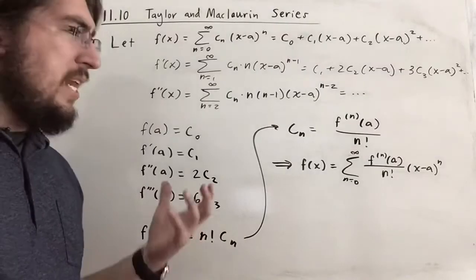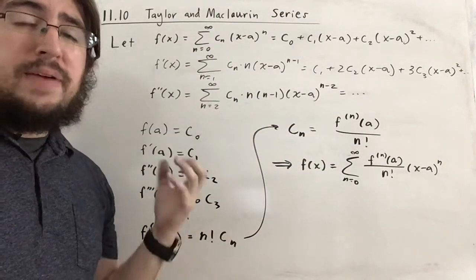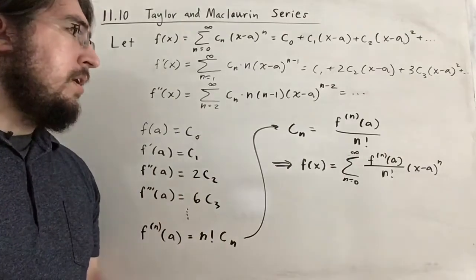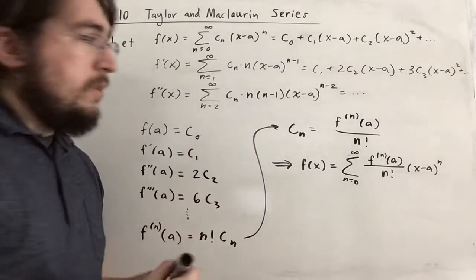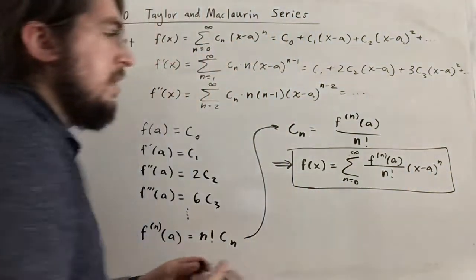And again, as far as radius of convergence goes, it's really just the same as the original power series, because f of x is defined to be a power series here. All right. So we have a really, really nice formula, and this is known as the Taylor series expansion of a function.